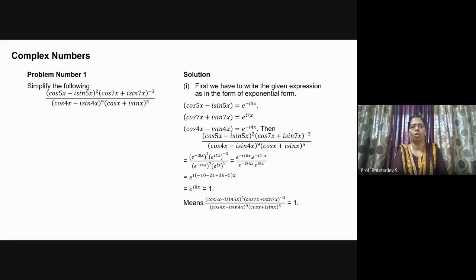Substitute all these terms in the respective positions and multiply with the powers. When we combine the powers of e, we get e to the power of i(minus 10 minus 21 plus 36 minus 5)x, which is e to the power of 0x, which is 1. So the simplified answer is 1.